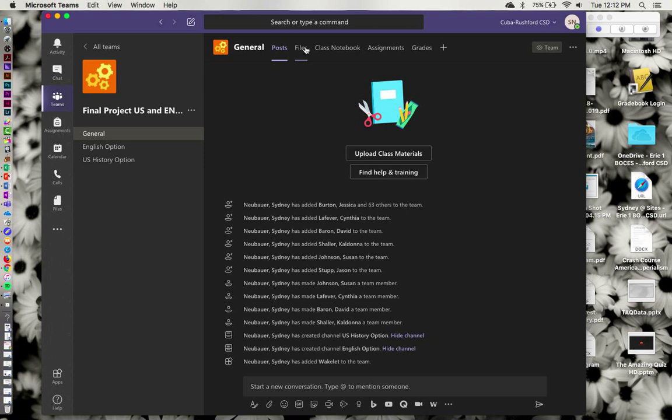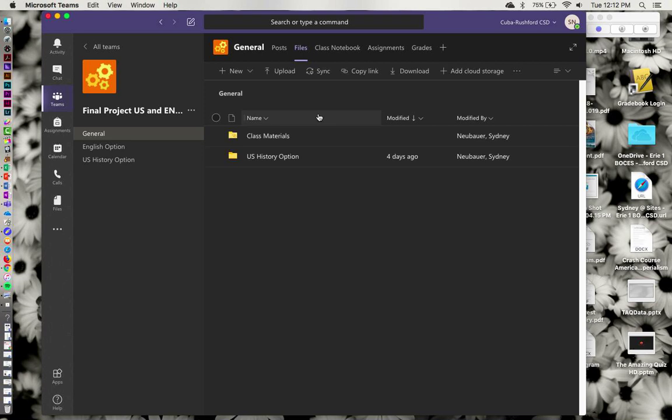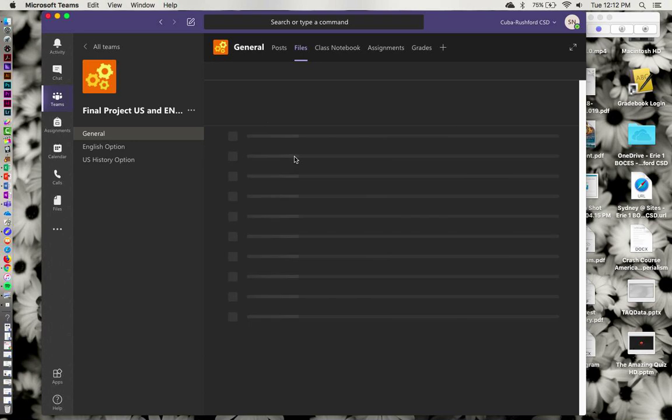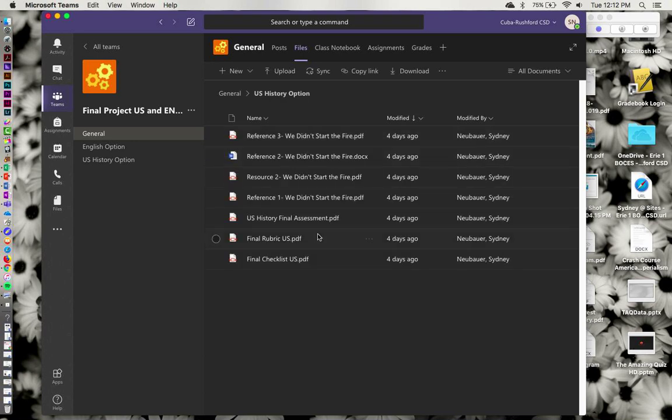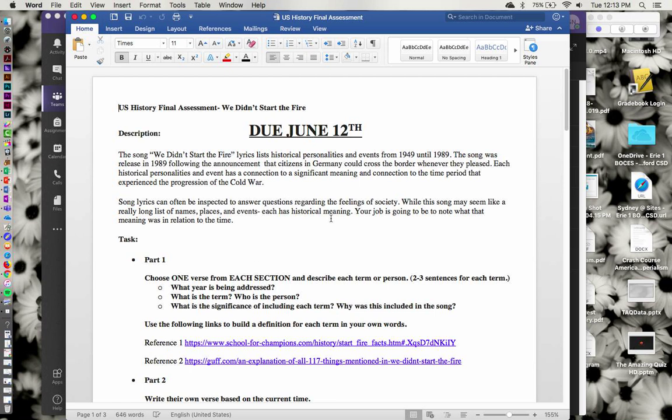So let's first take a peek at the Files tab up here, because when you click on this, you're going to see the US History option folder. And we're going to go ahead and click on that. In here, you will find all of the documents that you need. So let's go ahead and look at each one of these documents. First, let's start with what the heck is this project?